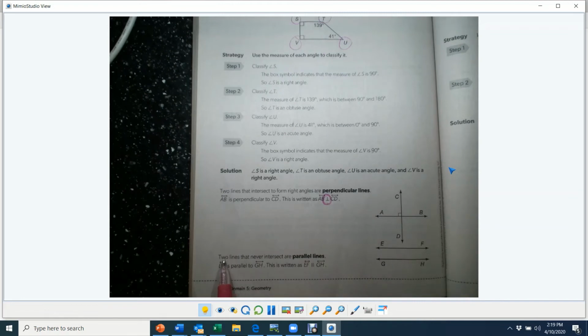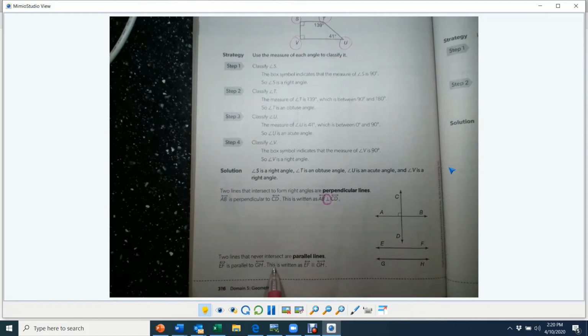Now we're going to look. 2 lines that never intersect are called parallel lines. So see, way up here, these, and they're calling this line EF. So you see how they did that here? They did the E and the F and drew the little line symbol over it. And they were saying it's parallel to line GH, which is right here.